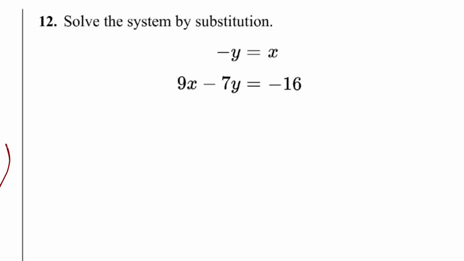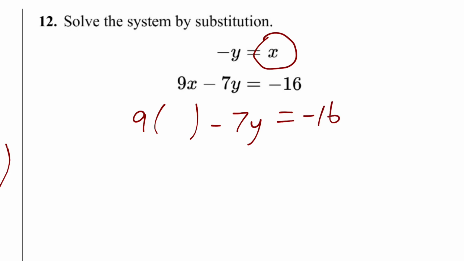Number 12, if you look at our variables, this one has a number. We're not going to focus on that. This one has a negative. This is our letter that's all by itself on one side of the equal sign, and it's positive. So let's erase these. And that tells me that when I write my other equation, I'm not going to write an x. Instead, I'm going to put parentheses, and I will plug into that this value right here. That's what x is equal to.